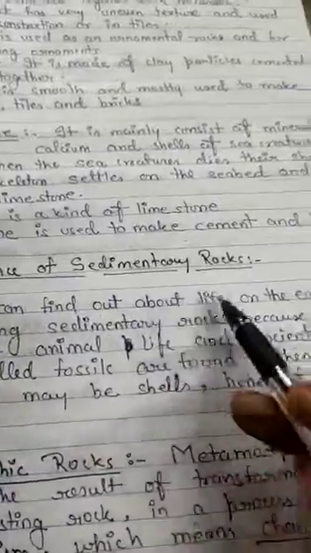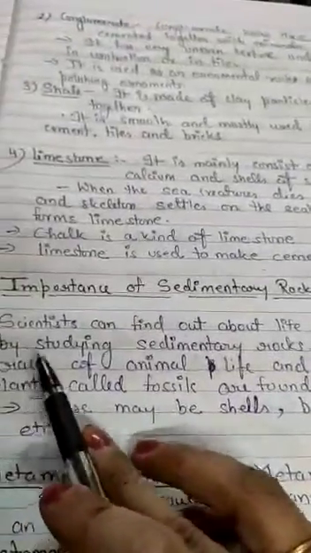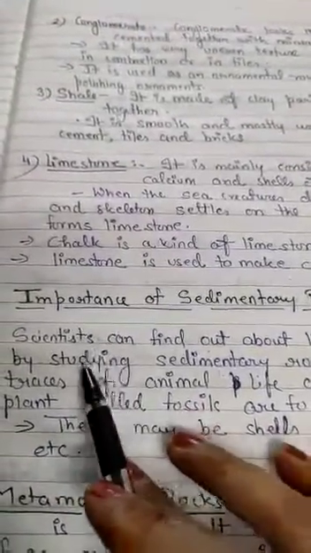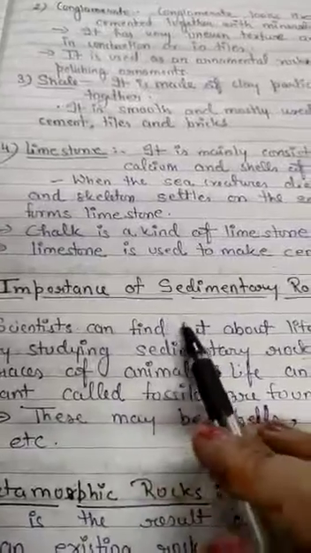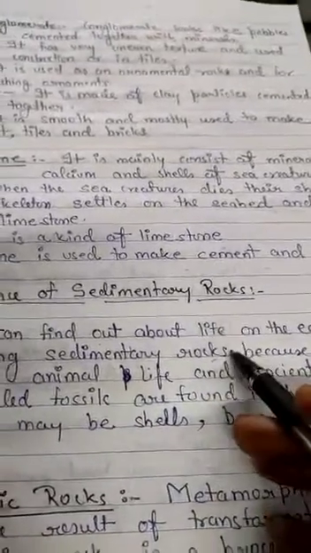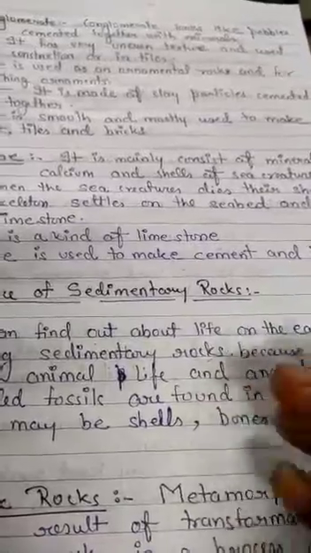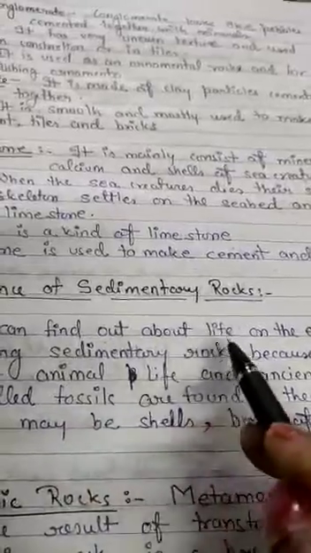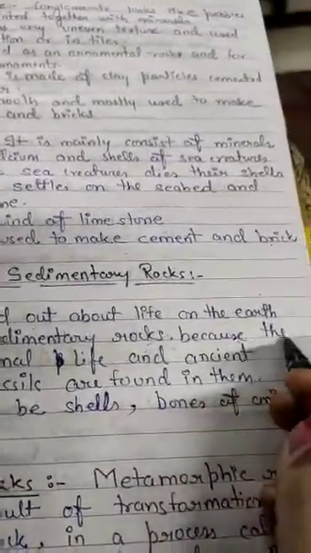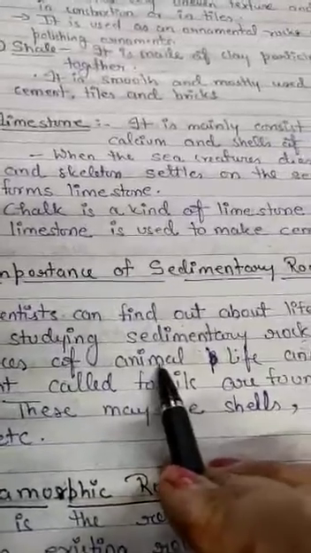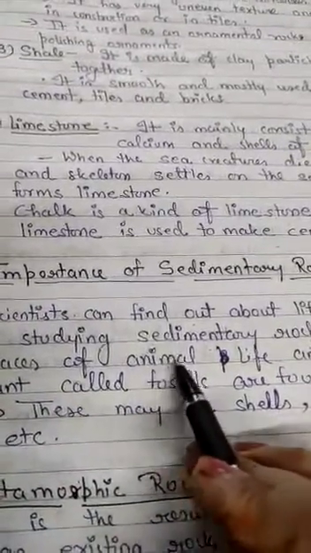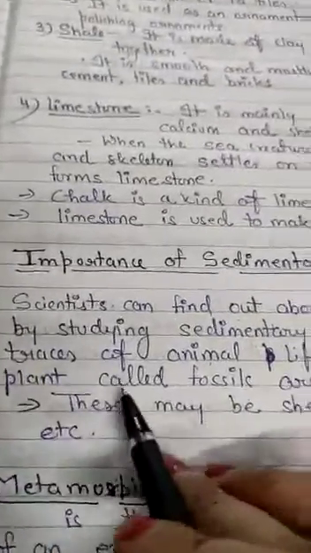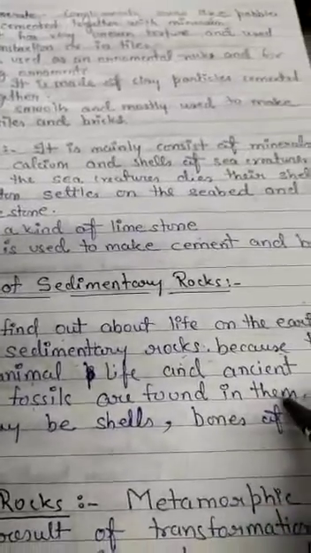Scientists can find out about life on the earth by studying sedimentary rocks. How do they find out? Scientists, after studying sedimentary rocks, find out how old it is, whether there was life on the earth, and when life started on the earth. They get to know all this information by studying sedimentary rocks. Why? Because the dead bodies or skeletons of animals, and ancient plants called fossils, are found in the sedimentary rocks.